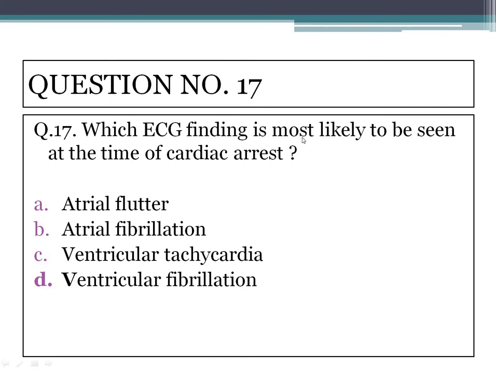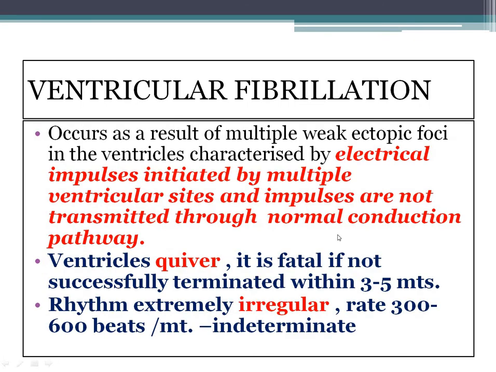Which ECG finding is most likely to be seen at the time of cardiac arrest? Options are option A atrial flutter, option B atrial fibrillation, option C ventricular tachycardia, option D ventricular fibrillation. What is the answer? Option D ventricular fibrillation. What is ventricular fibrillation? Ventricular fibrillation occurs as a result of multiple weak ectopic foci in the ventricle, characterized by electrical impulses initiated by multiple ventricular sites, and impulses are not transmitted through normal conduction pathway. You understand what?